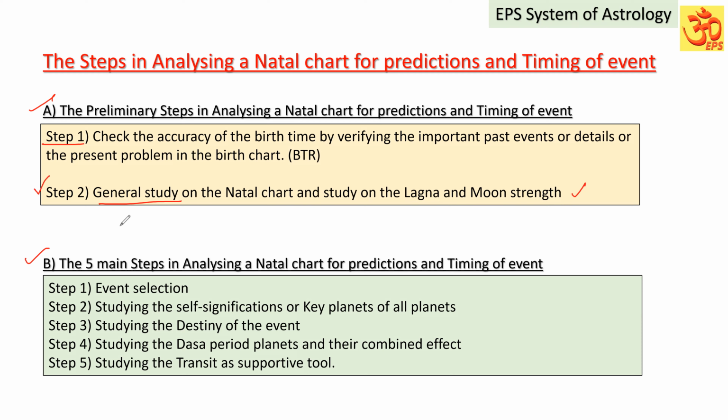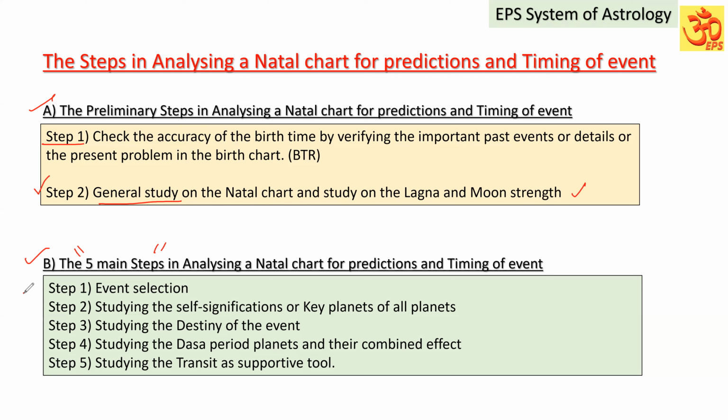What are the steps involved in the preliminary steps? Accuracy of the birth time and general study on the natal chart. These preliminary steps are not going to be required all the time, because once we have done them, irrespective of any event, they are going to be the same. Okay. Next, the important 5 steps in analyzing the natal chart.